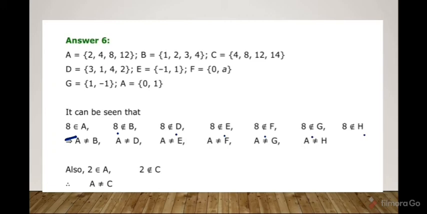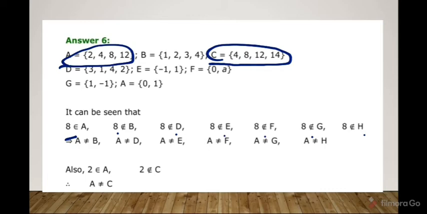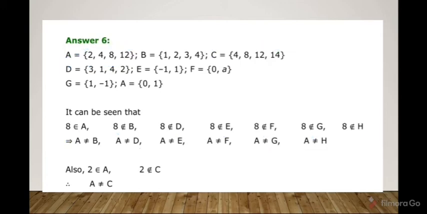That means except for set C and A, 8 does not belong to any other set. That's why A is not equal to B, A is not equal to D, A is not equal to E, A is not equal to F, A is not equal to G, A is not equal to H. That is, A is not equal to the remaining 6 sets. Now we will check the equality of set A and set C.